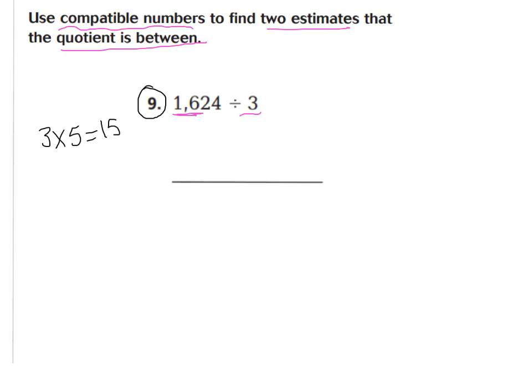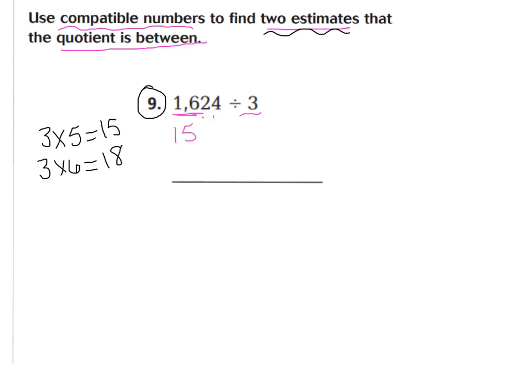And remember, they're saying two estimates. So let's see if we can find another one that's close to 16. I know that 3 times 6 is 18. Now, isn't 16 in between 15 and 18? It is. So these are going to be our two numbers that we're going to use to estimate the quotients. So let's use our 15 first.